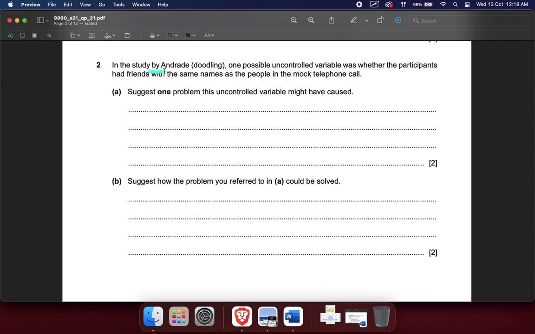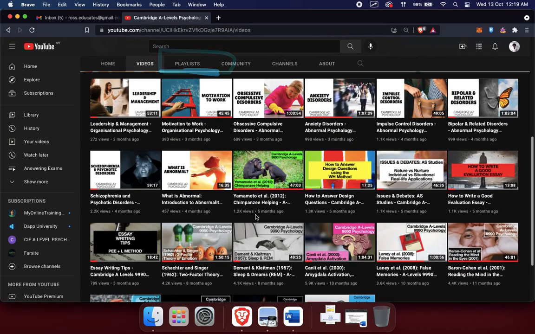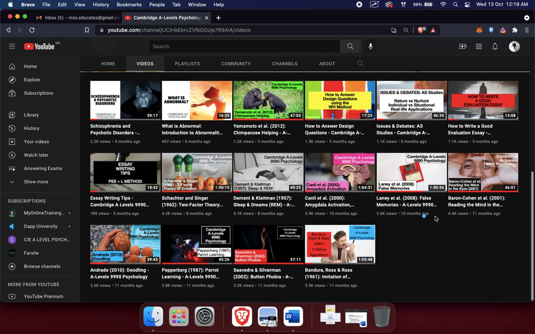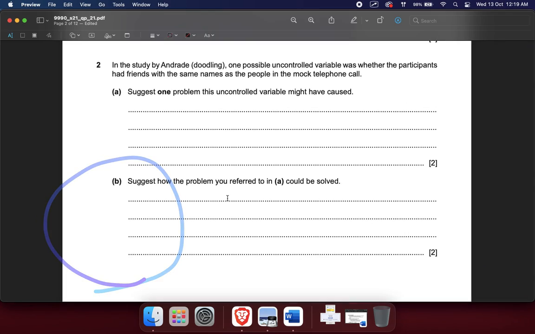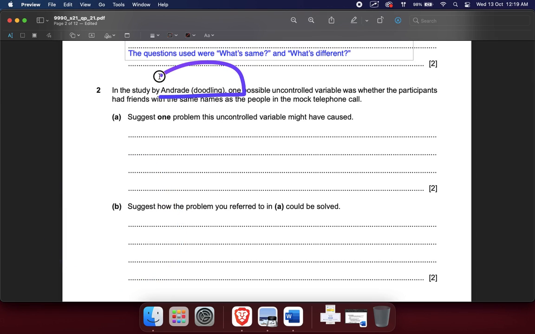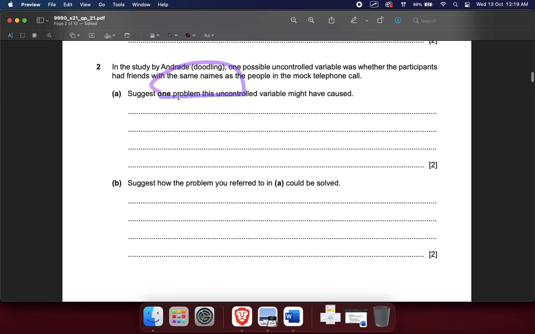In the study by Andrade, so we've moved to a different study, Andrade Doodling. What is Andrade Doodling all about? Go and check it out. Here, Andrade Doodling study. Okay, so refresh your memory. What was doodling? What were they doing? Right, they were listening to a tape recording with a bunch of names of people going to a party, and they were asked to recall, hey, do you remember the names going to the party? And do you also remember the places? Right, so there was a surprise there.